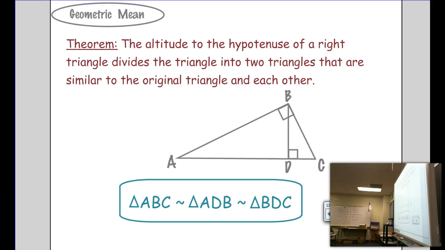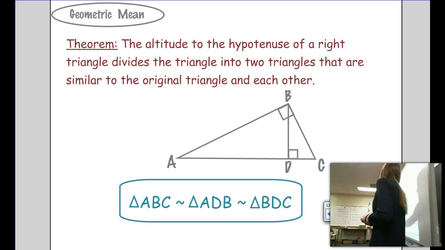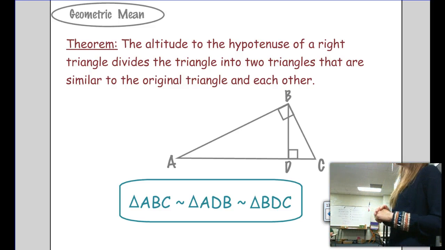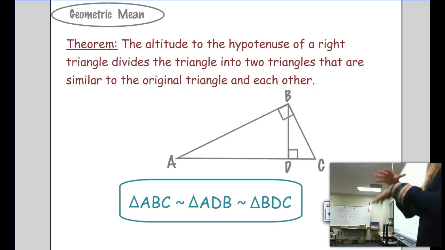The altitude to the hypotenuse of a right triangle divides the triangle into 2 triangles that are similar to the original triangle and each other. 1, 2, 3. ABC is similar to ADB is similar to BDC. 3 similar triangles in one. It's like a nice little package.